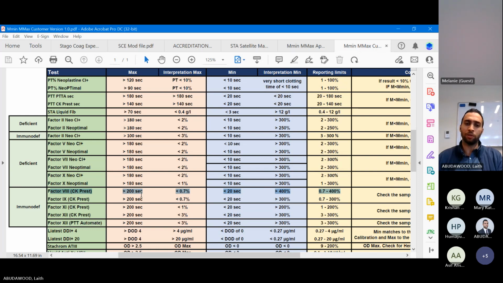The customer doesn't care about this. The customer wants to understand what the interpretation of MMax is. So the interpretation of MMax means your factor concentration is less than 0.7.